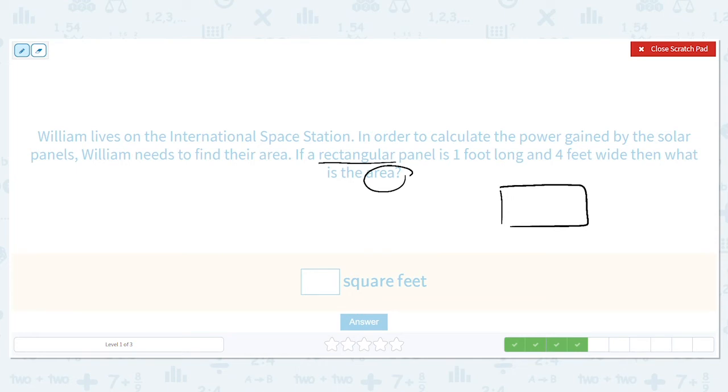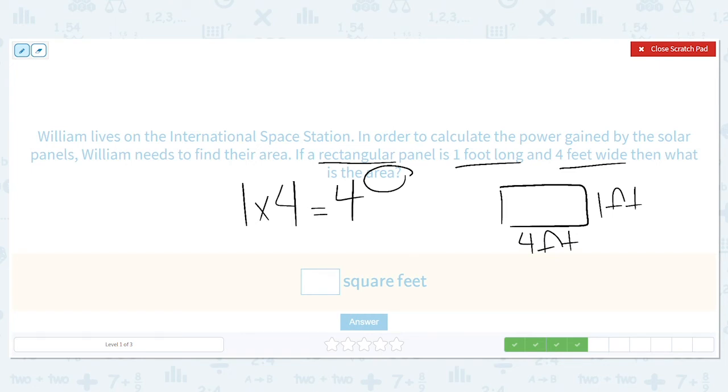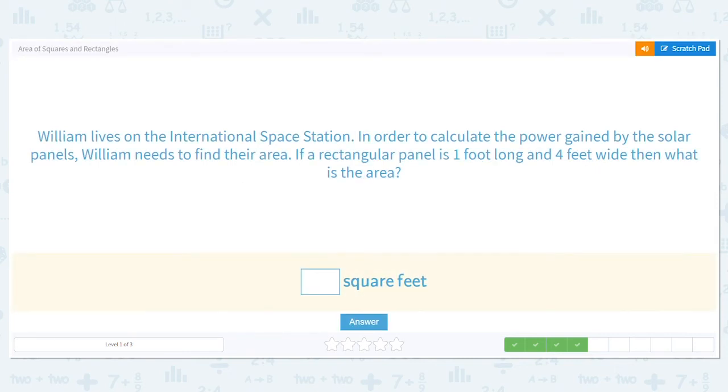Okay. One side is 1 foot and the other is 4 feet. So I know 1 foot and 4 feet. Okay. So what will I multiply? What is length times width? It is 1 times 4. And we know that 1 times 4 equals 4. So the solar panel has an area of 4 square feet.